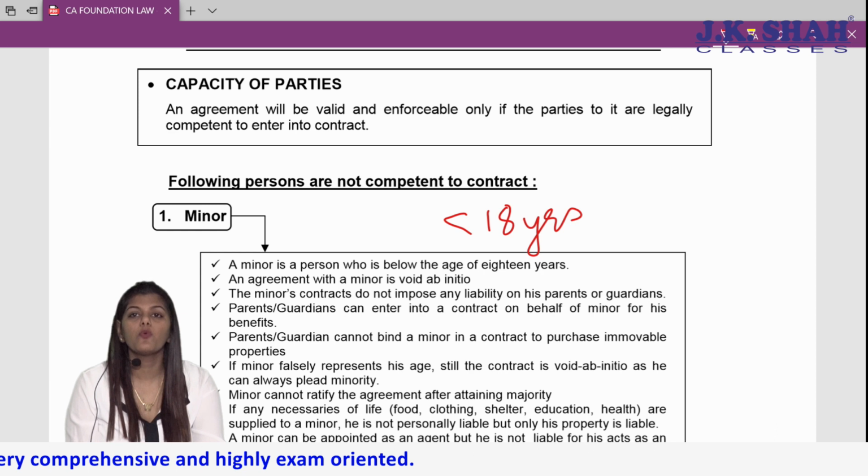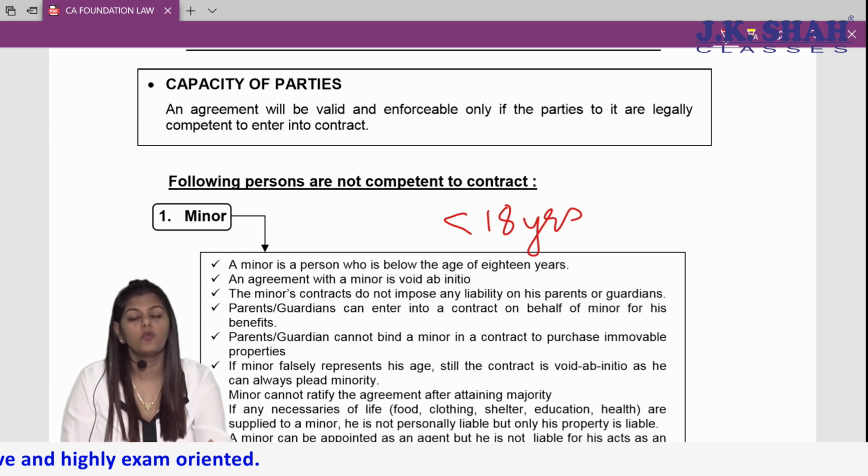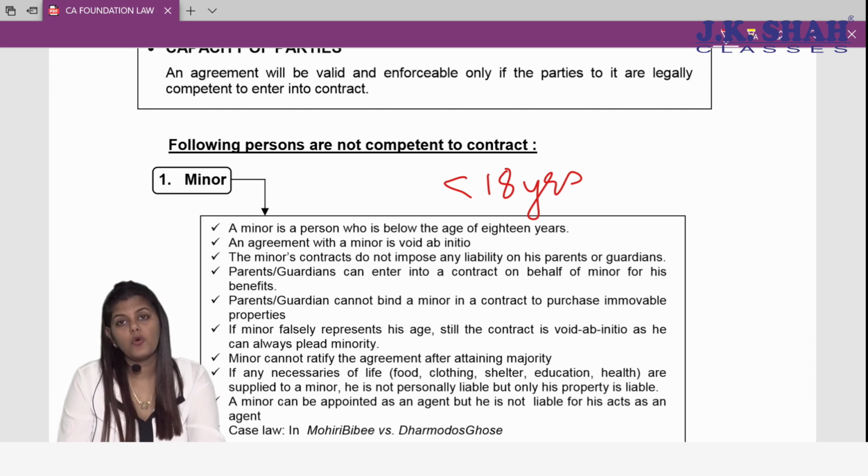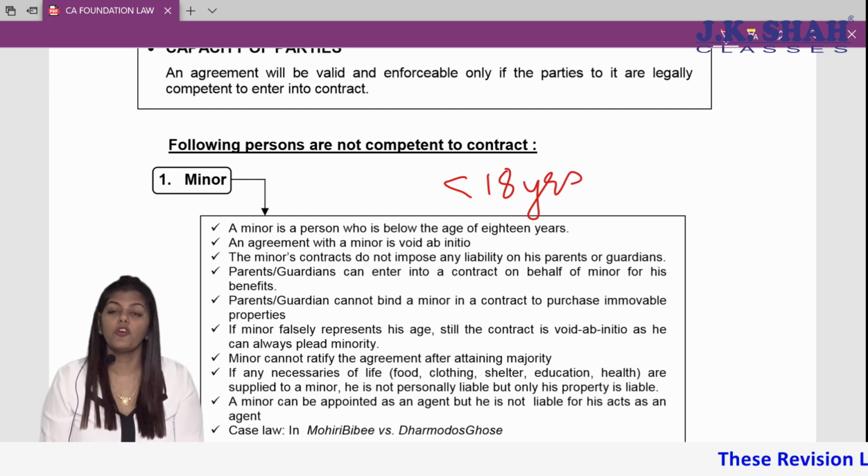Parents will say, आपको किसने बोला था इसके साथ contract करने के लिए? You do it at your own risk. So parents are not responsible. हाँ, but they can enter into a contract on behalf of minors, but for their benefits.